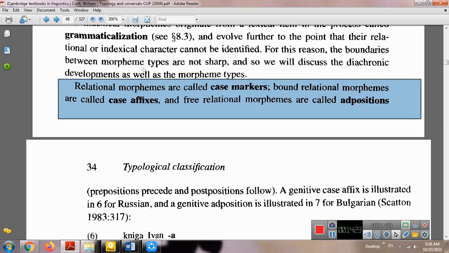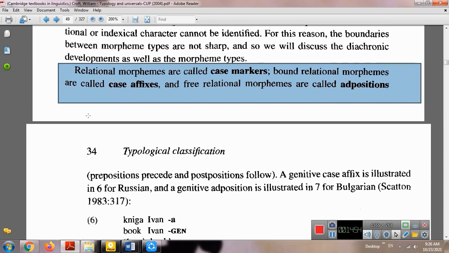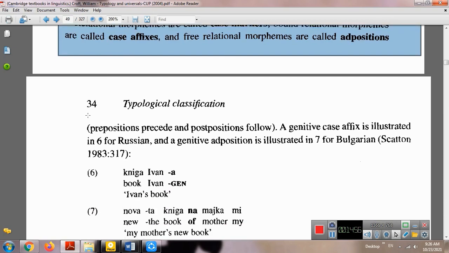Maybe I will ask you what we mean by adpositions. You should know that an adposition is a relational morpheme. Okay, we call the relational morpheme a case marker. Bound relational morphemes are case affixes, but free relational morphemes are adpositions. The free relational morphemes are adpositions, the bound relational morphemes are case affixes, and as a whole the relational morphemes are case markers.